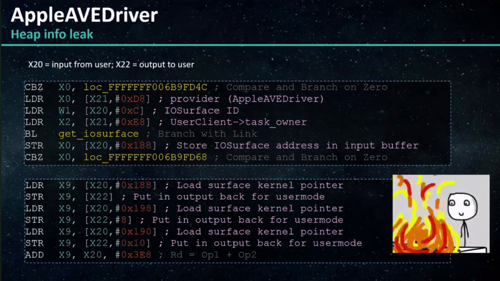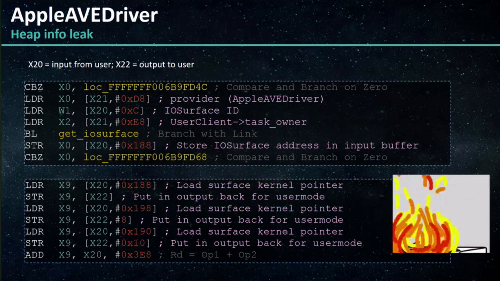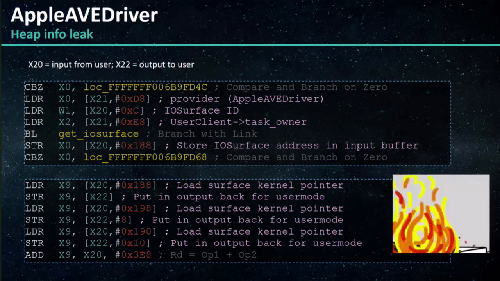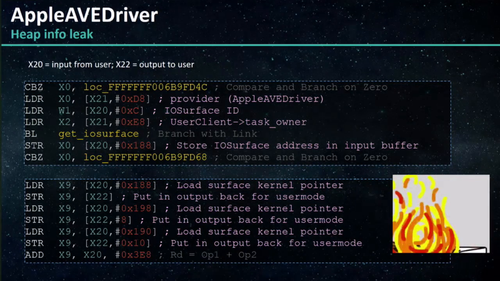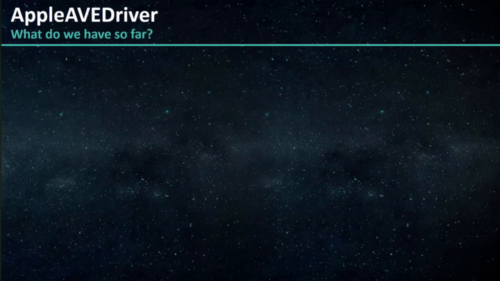So what we get here is an info leak. We can supply any IOSurface ID, which is not really user mode, but something you could share to talk about a specific IOSurface. And we can get its kernel address, which is something the user is not supposed to have.